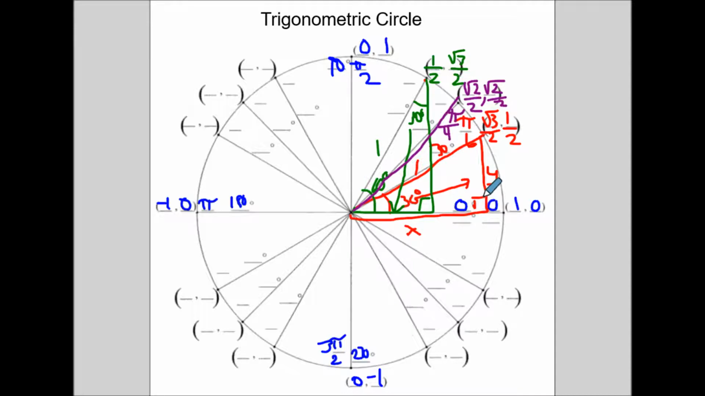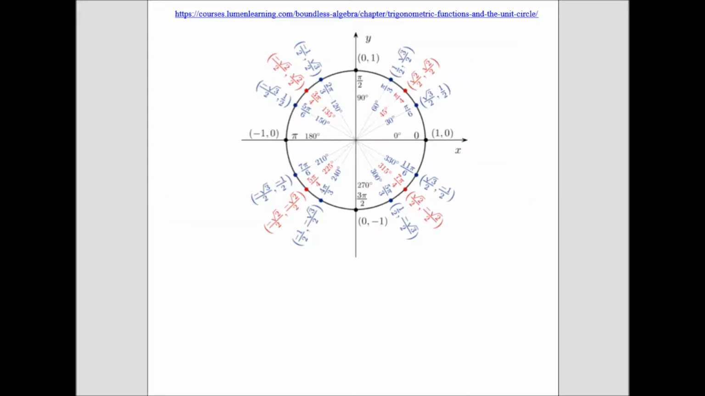I'll give you a couple of seconds. I suggest you pause the video and try to find the other angles and then go to the next slide. When you think your circle is completed, you can go and check it out using something like this. This one I took from the lumenlearning.com website. I think it's pretty nice and complete.